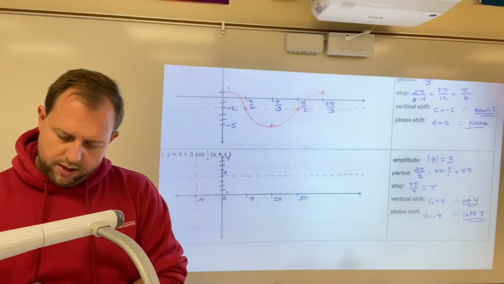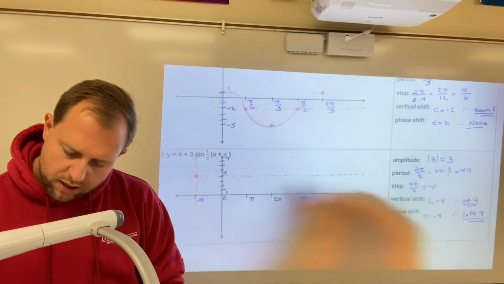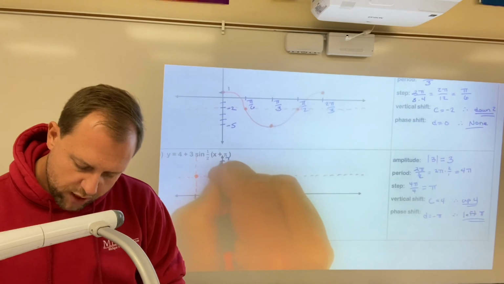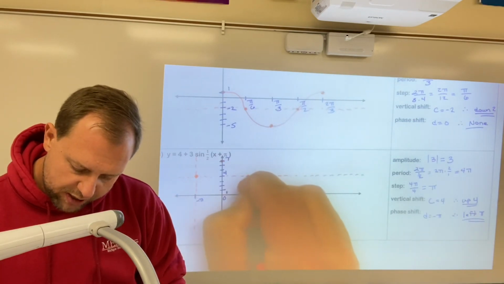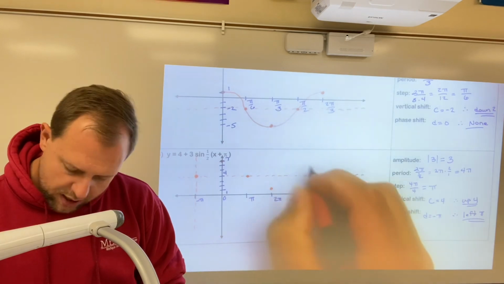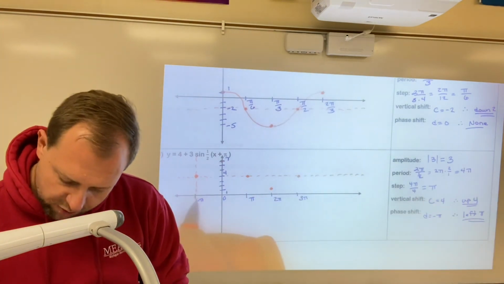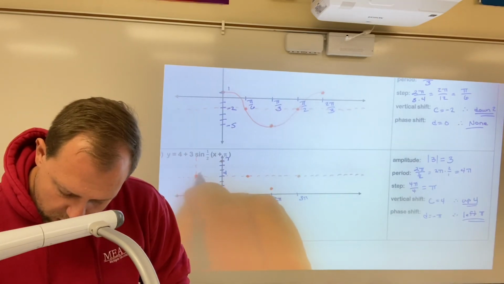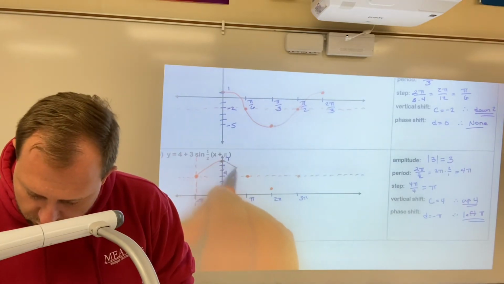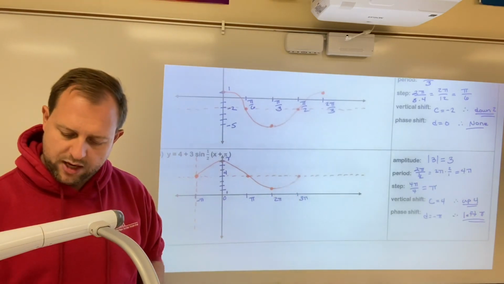It's a sine, so it starts at the origin, positive amplitude, so up to 7, back down to 4, down to 1, and back to 4 again. So up, over, down, and over.